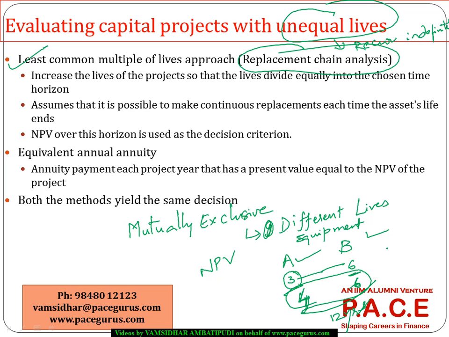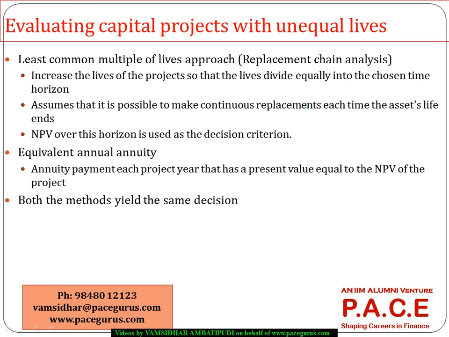Or on the other side, I could also look at the equivalent annuity approach. In that approach, I will not repeat the process. I'll compute the NPV once for both the projects, and after that, I will find out the annuity value.